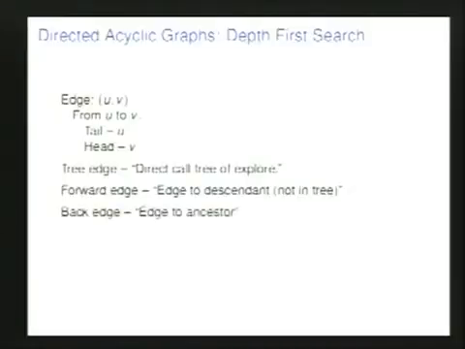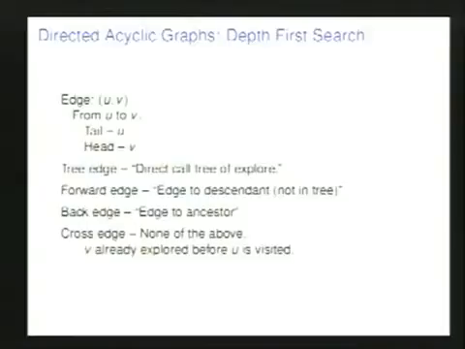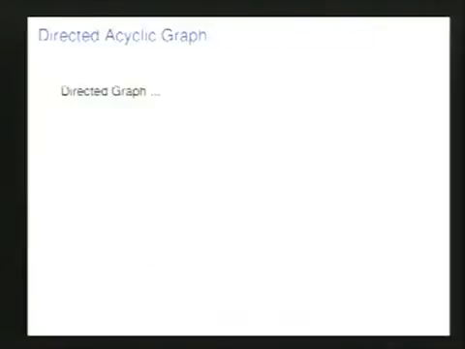A back edge is an edge to an ancestor. A cross edge is none of the above. Again, for a cross edge UV, V is already explored. That's why you don't explore it. If you explored it, it would be a tree edge. Since you did not explore it, it must already have been explored, in which case it must either be a back edge, but that would be an edge to an ancestor, which we would say is a different object, or it is what's left. It's the cross edge. Okay, so now a directed acyclic graph. It's basically a directed graph without cycles.